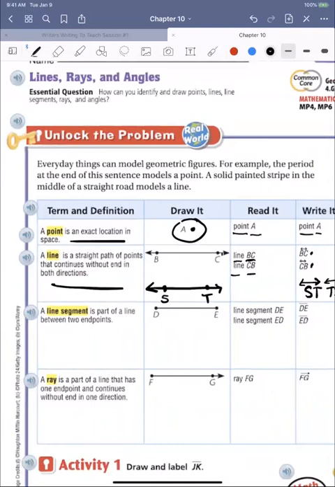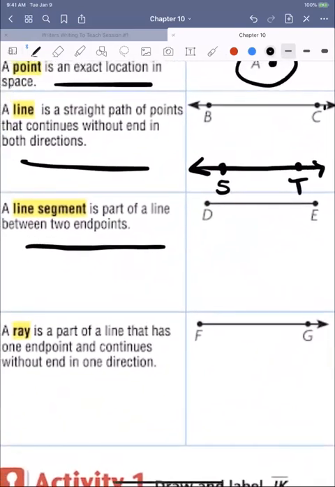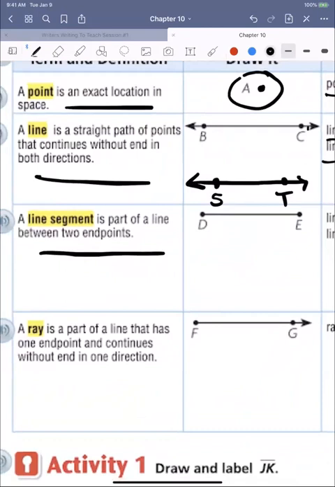Next is a line segment. A line segment is a part of a line between two endpoints. I like to compare a line and a line segment. A line, as you can see up above, has arrows on both ends. It keeps going on forever and ever. A line segment does not. A line segment stops at both of its endpoints.